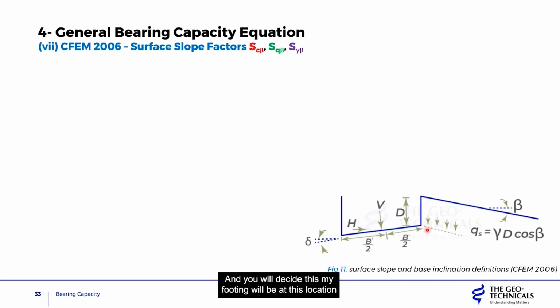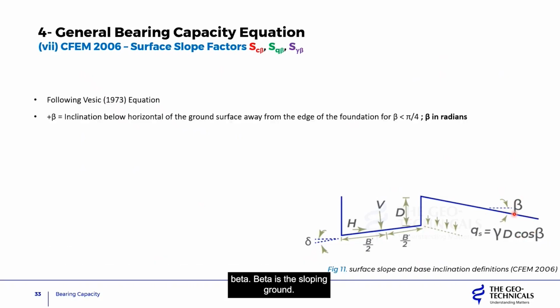And you decided, okay, my footing will be at this location. And here we show a footing base as inclined, but let's assume it's not. So delta just for this case is equal to 0. And you have that D, that's the foundation depth. You have vertical force, you have horizontal force, and you have beta. Beta is the sloping ground.